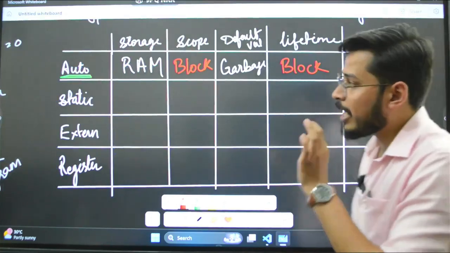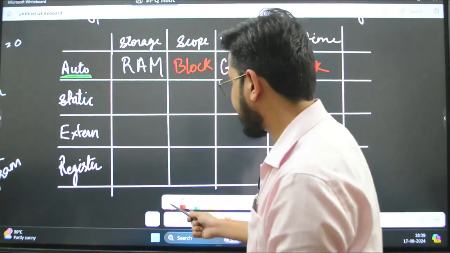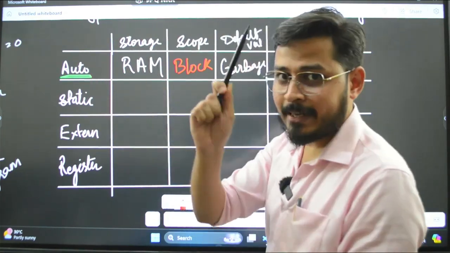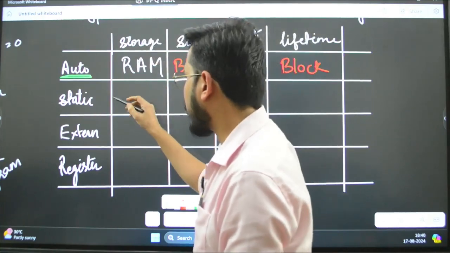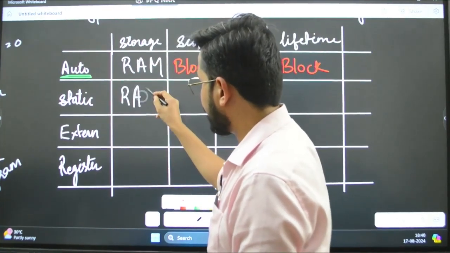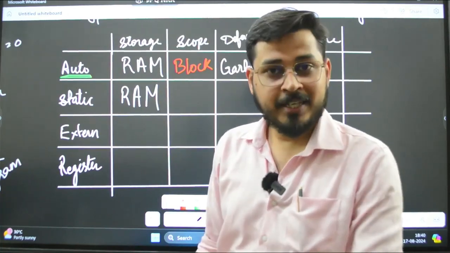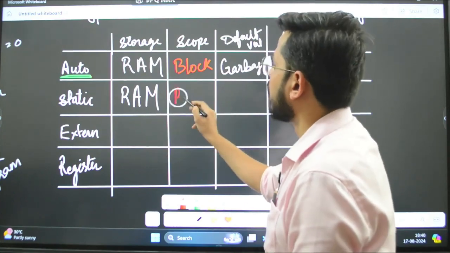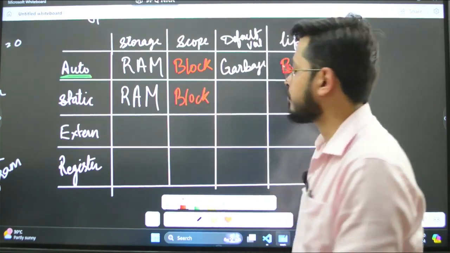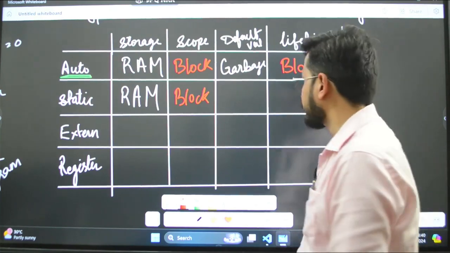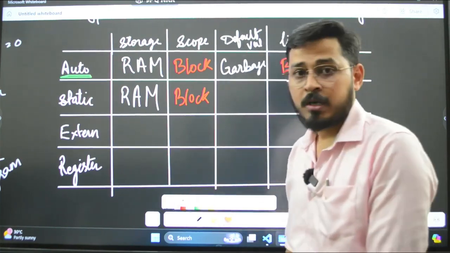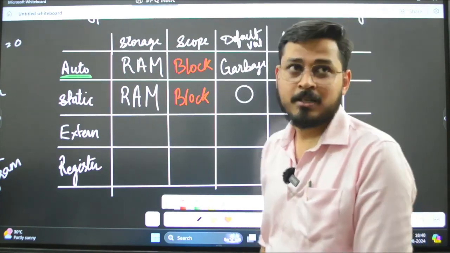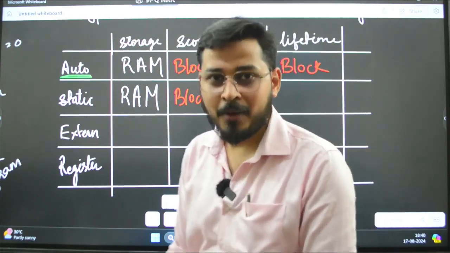Okay. So what happens in static? First thing first, where does it get created? It gets created very similar to the storage class for auto. It gets created in the RAM. Very easy. Then what is its scope? Its scope is block. What is its default value? Its default value is 0 this time. Static type of a storage class will have a default value of 0.